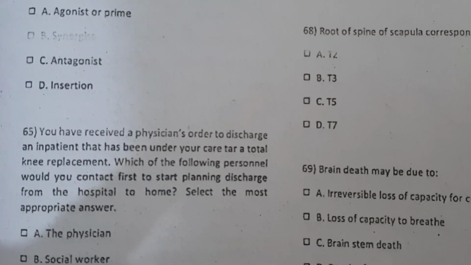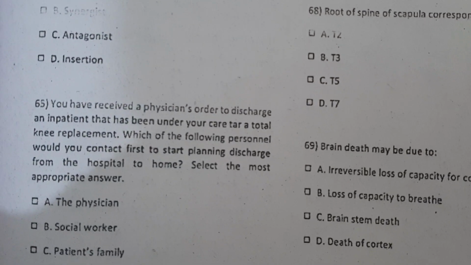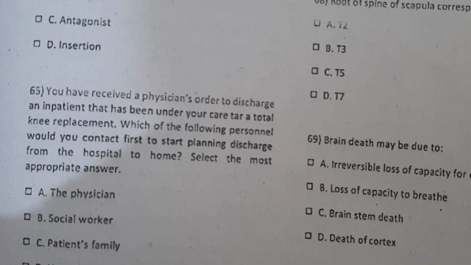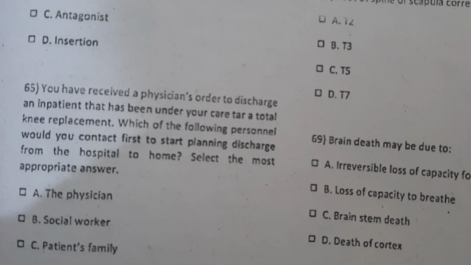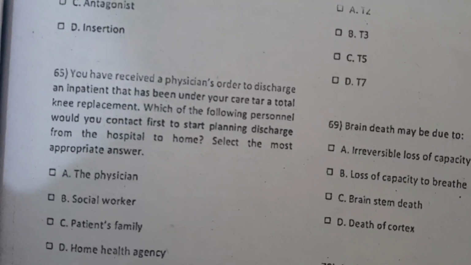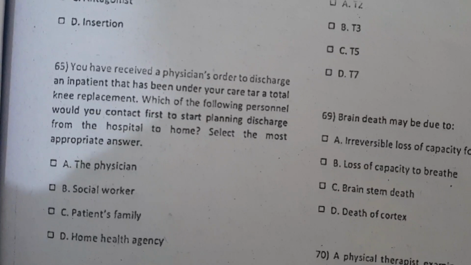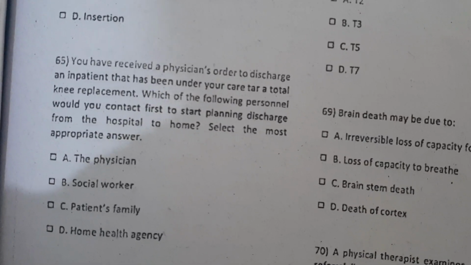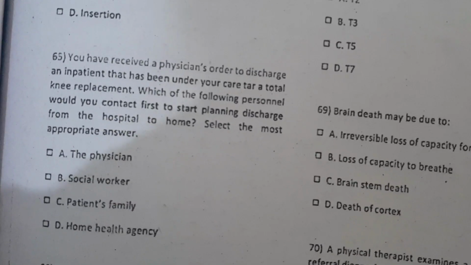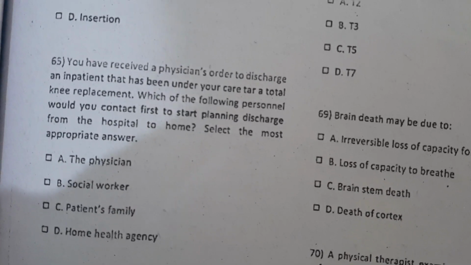You have received a physician order to discharge an inpatient that has been under your care after a total knee replacement. Which of the following personnel would you contact first to start planning discharge from the hospital? Select the most appropriate answer. A. The physician, B. social worker, C. patient's family, D. home health agency. Option B is correct, social worker.